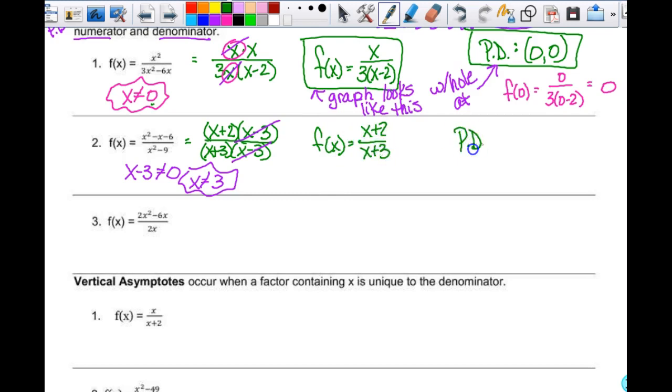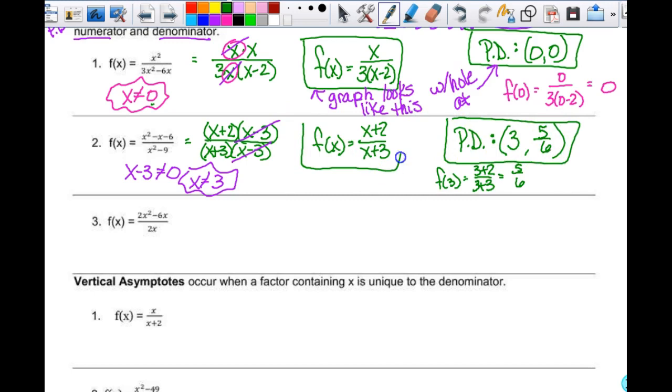My point discontinuity, the x value is what? 3. And then I have to find f of 3, which is going to be 3 plus 2 over 3 plus 3. What does that give me? 5/6. So that is my point. This is my point discontinuity. This is my reduced function. Everybody okay with that? Any questions? All right, you work on number 3.